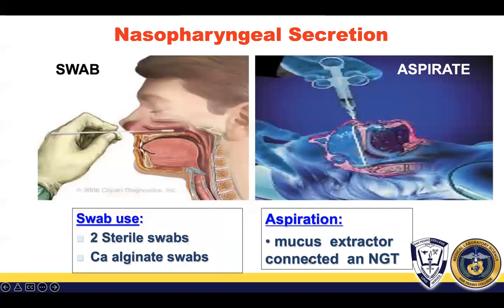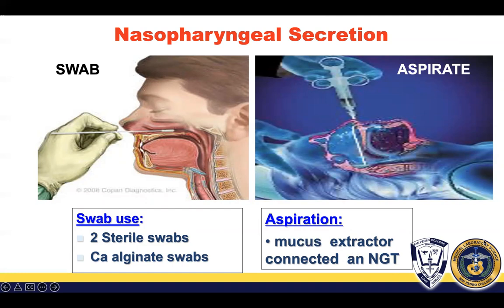And then we have nasopharyngeal secretions. For nasopharyngeal secretions, we can do swabbing or aspiration. For swabs, we use two sterile swabs. Again, dacron, rayon, or calcium alginate swab. They're also fine, since they usually contain no fatty acids that can inhibit the growth of many fastidious organisms. And for aspiration, you can use a mucus extractor that's connected to an NGT.